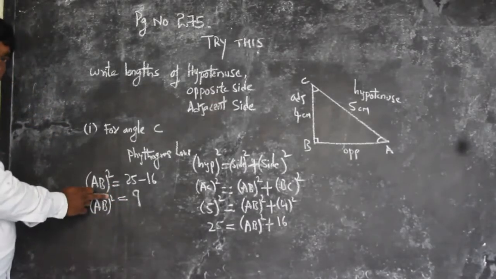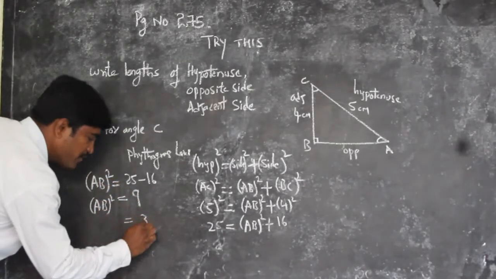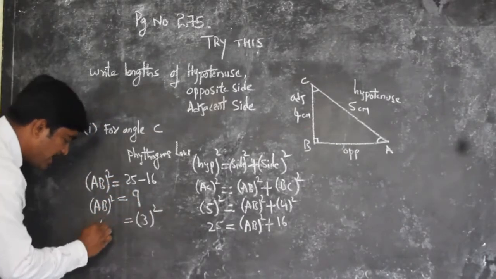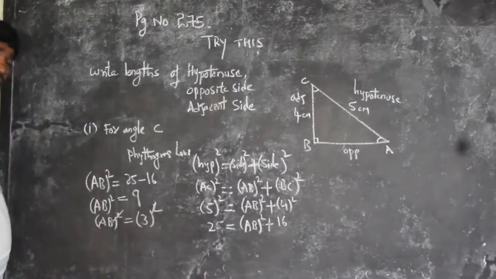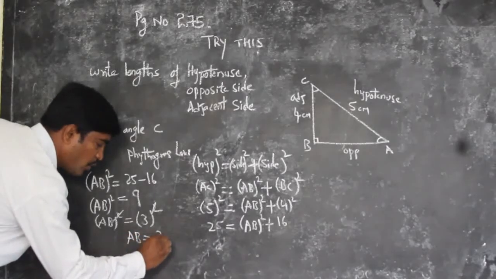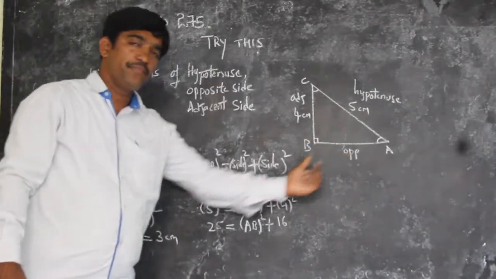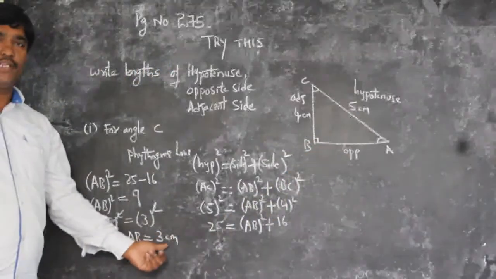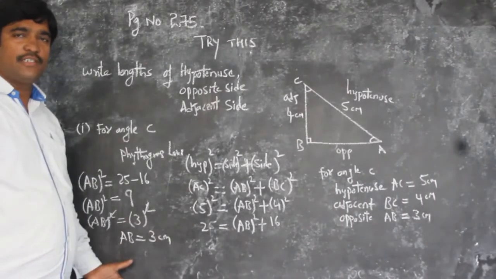Here it is having the square, so first I will try to write 9 as a square if possible. Yes, I can write 9 as 3 square, since 3 times 3 is 9. Now the squares on both sides get cancelled. What is the AB value we got? 3. AB is the opposite side, which is equal to 3. Now we got the AB value as 3.